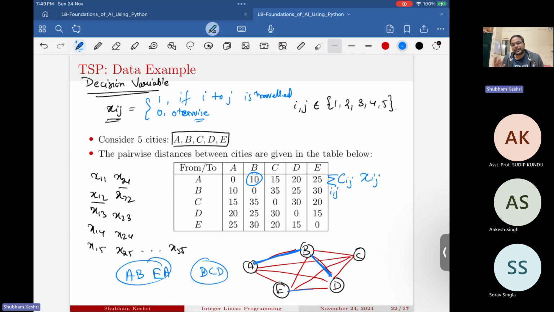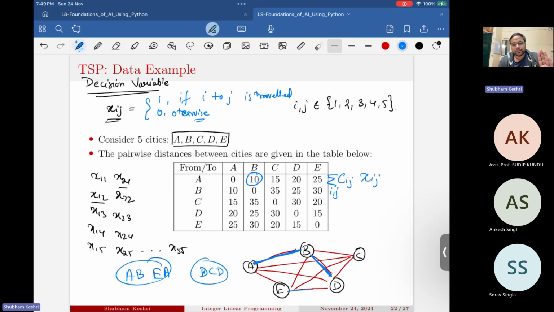There are other constraints also to think about. When you enter a city, you can enter a city exactly once. And when you exit a city, you can exit a city exactly once. Those constraints also you have to ensure in the formulation. You can enter a city exactly once. You have to leave a city exactly once. Those two constraints and the subtour elimination constraints. If you ensure these three kinds of constraints, then the problem will be formulated completely, right?